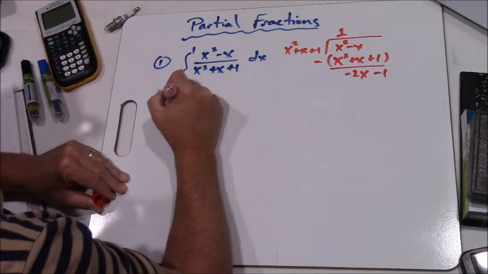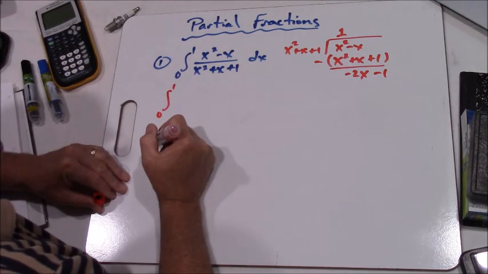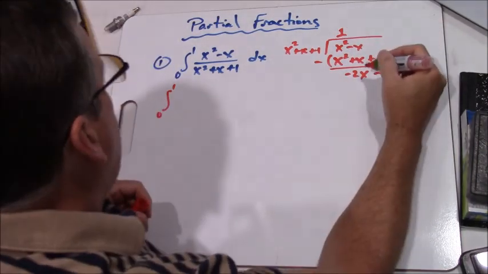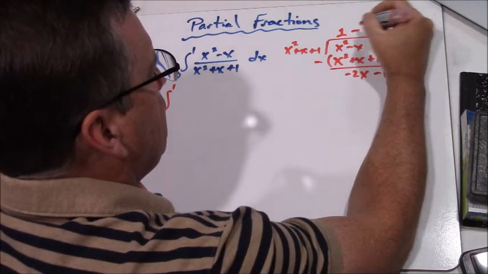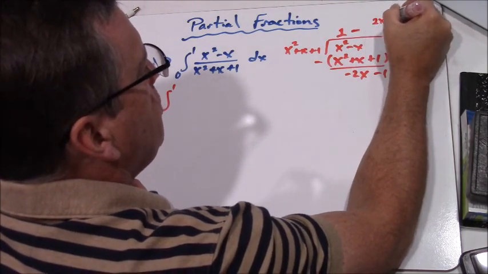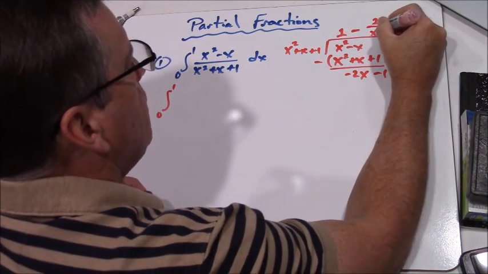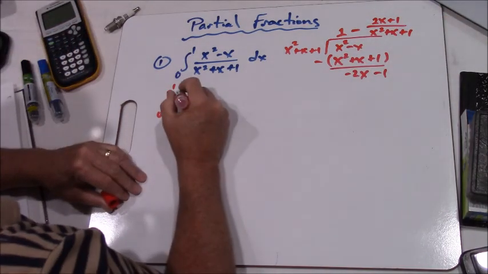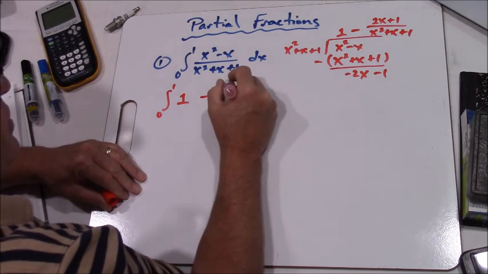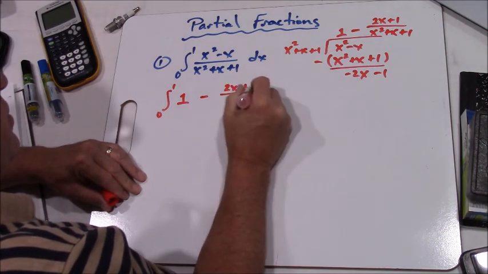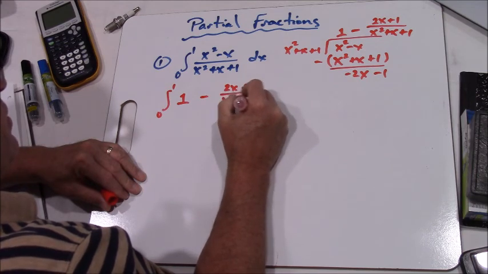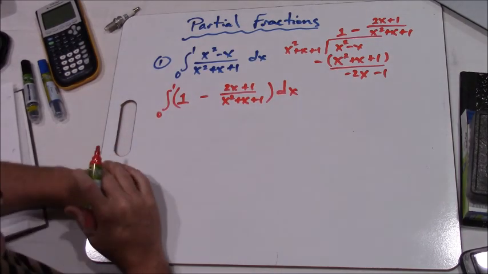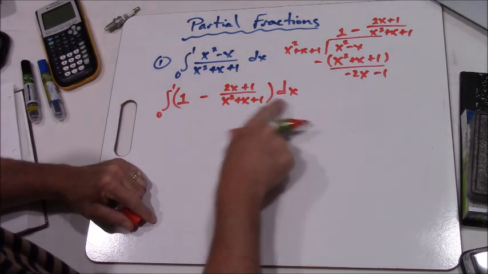So my new integral becomes the integral from 0 to 1 of, let's see, this is going to be 1, and what I'm going to do is I'm going to factor a negative sign out of each of those. So I've got 2x plus 1 over what I'm dividing by, x squared plus x plus 1. And so there's 1 minus 2x plus 1 over x squared plus x plus 1 dx. And so the integral of this is just going to be x.